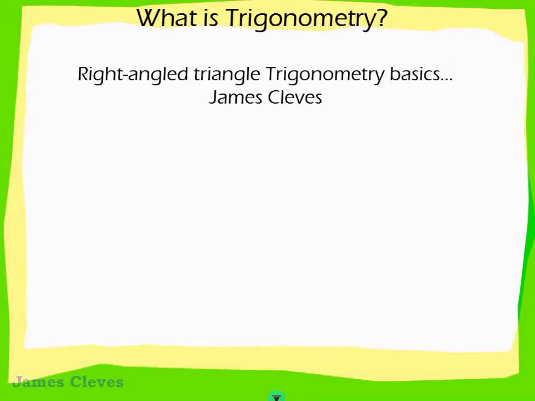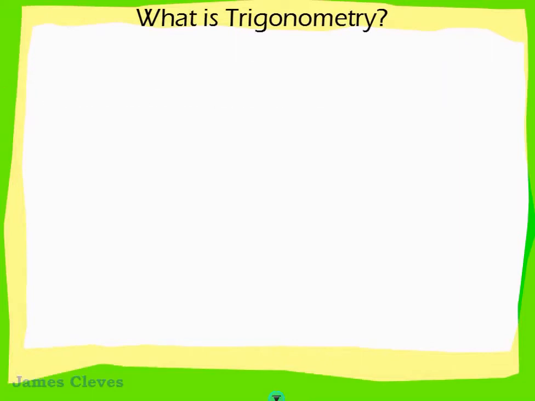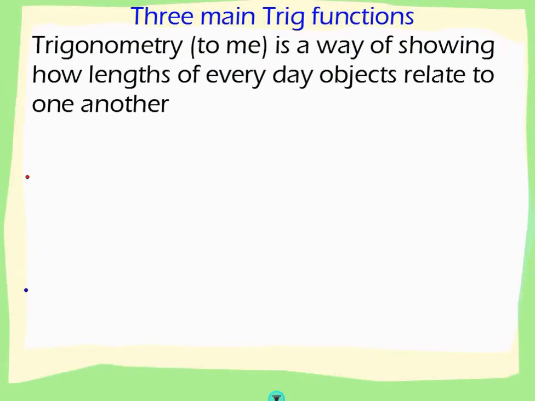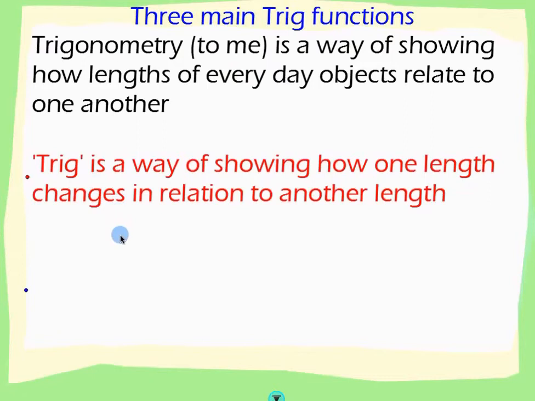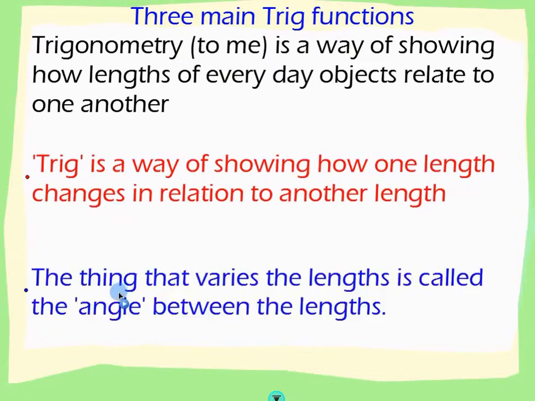I thought I'd just do a short video on trigonometry. Now trigonometry to me is like a way of showing how lengths of objects and things relate to one another and how they change. Trig is a way of showing how one length changes in relation to another, and the thing that varies the lengths is called the angle.